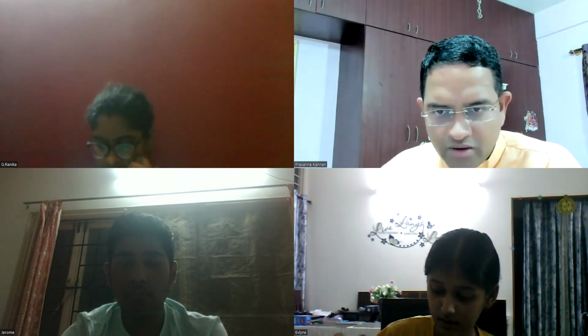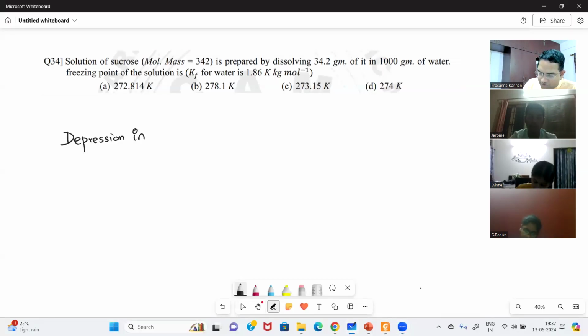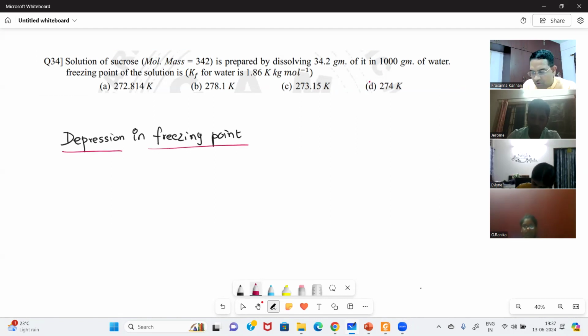All right. So there is a depression in freezing point. Got it, Jerome? Yes, sir. Freezing point will decrease when you add solute particles to the pure solvent. So, if the temperature at which normally the solvent freezes is T degrees Celsius, the temperature at which the solution will freeze now is less than this temperature or more than this temperature? Less, sir. Less, correct?